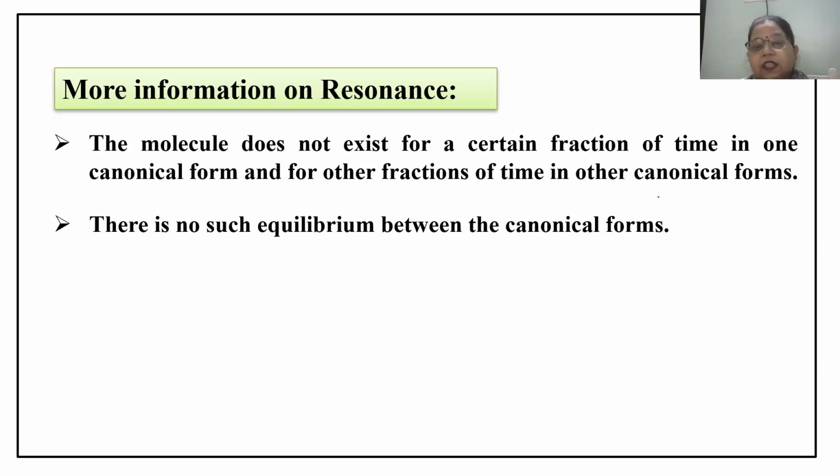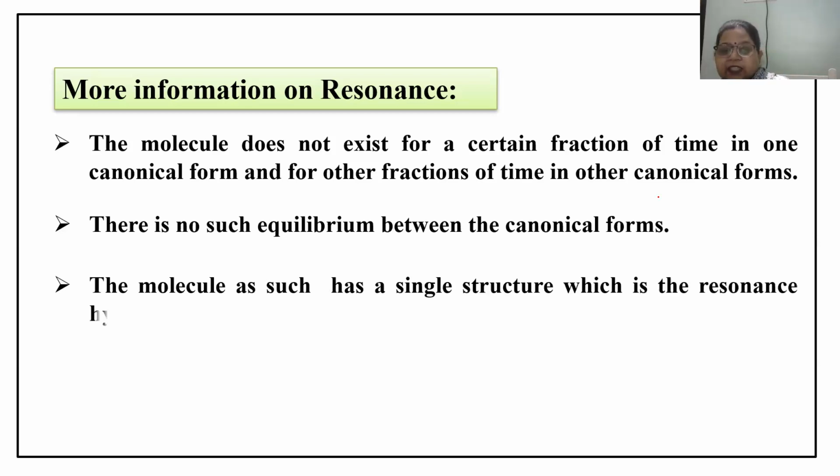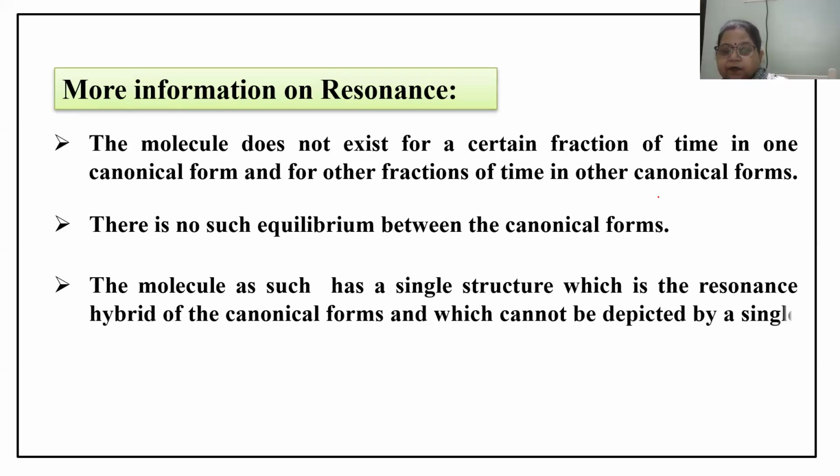Now, we say the molecule does not exist for a certain fraction of time in one canonical form and for another fraction of time in another canonical form. There is no such equilibrium. That means that once they are existing in a particular form, if I look at the structure of benzene, if some molecules are existing in one form, once the resonance is stabilized, right? They are not going to change their contributions. So as such, we say it is a resonance hybrid.